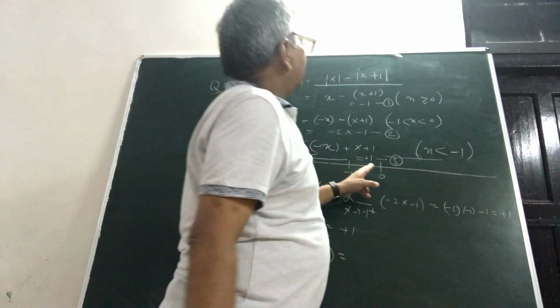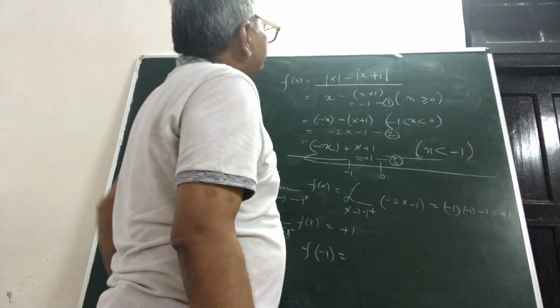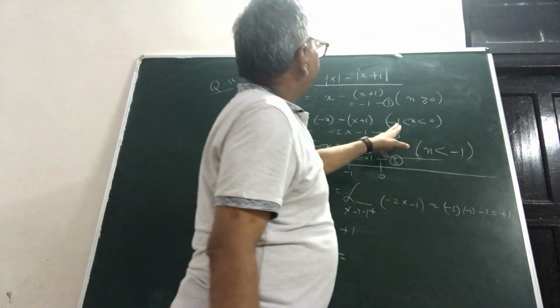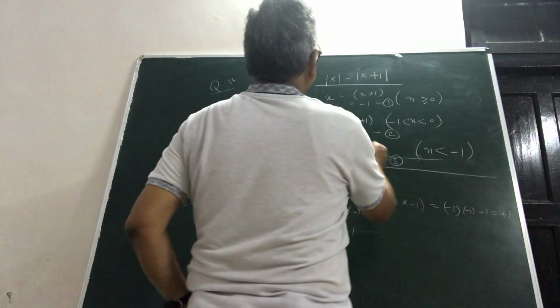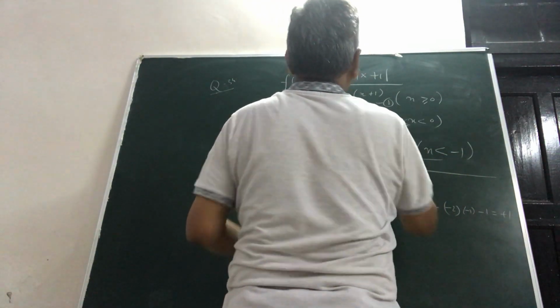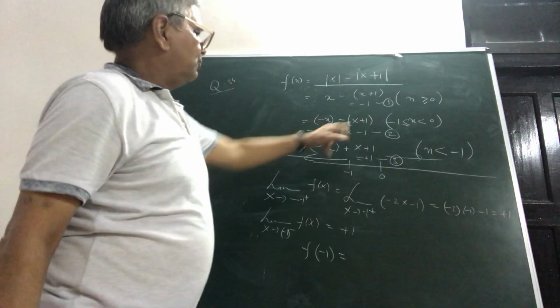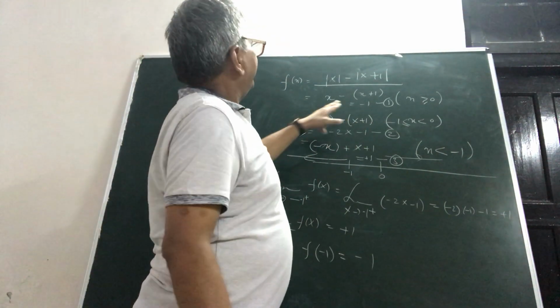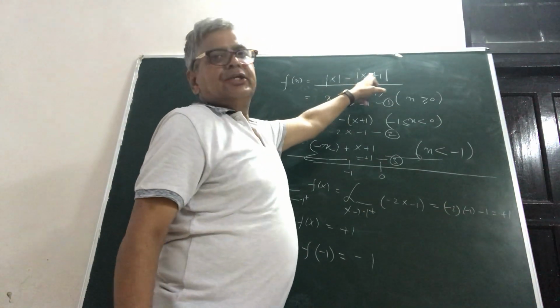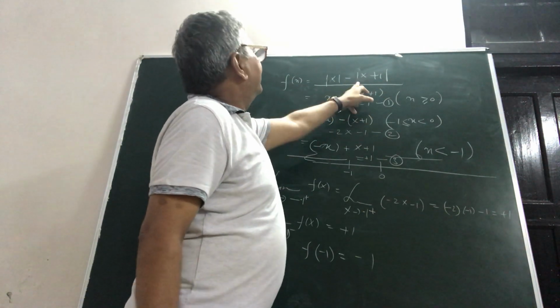Functional value at -1, how the function is defined, please see. I think it should be -1 is less than x is less than 0. Please see the function here. It is like this only, so it is -1 again. Why -1? Because even if x is -1, this thing is 0, you can replace it by this.